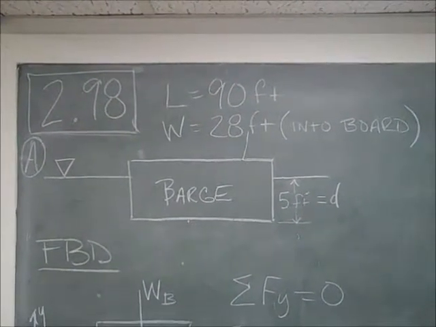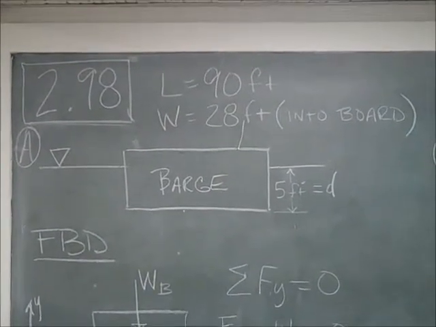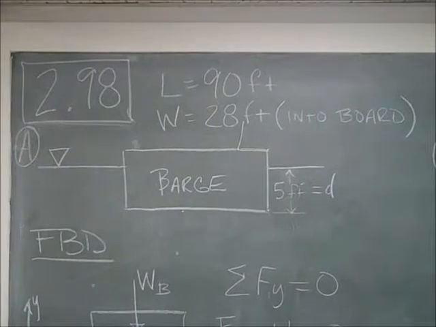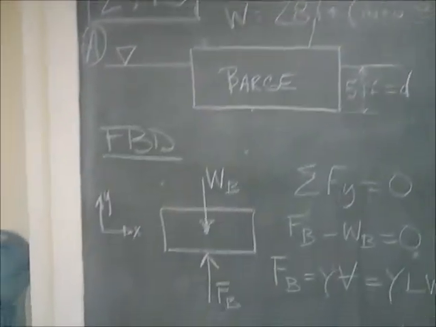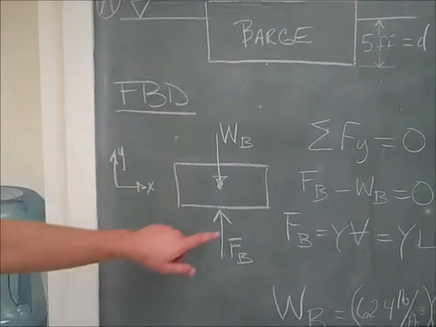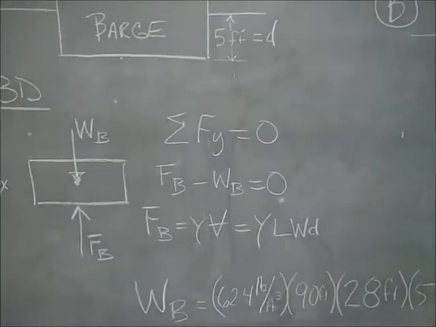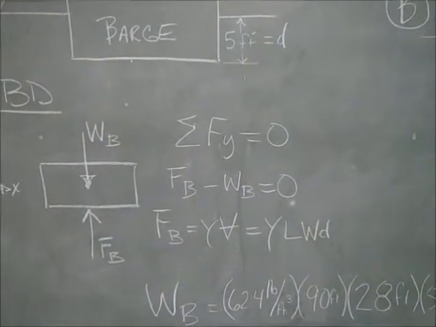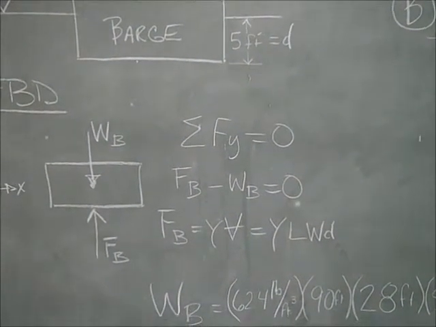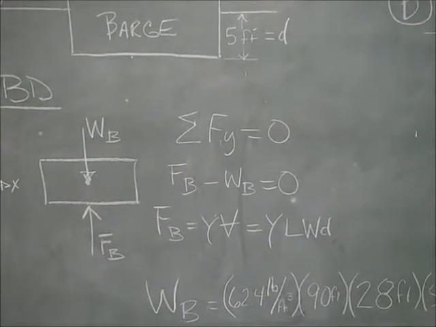So for part A, we drew the diagram of the barge, and you can see that it's submerged 5 feet. With the free body diagram down here, we show that the buoyant force is equal to the total weight of the submerged barge. And so we came up with a sum of forces in y equal to 0, and the buoyant force is equal to the weight, which is shown here.